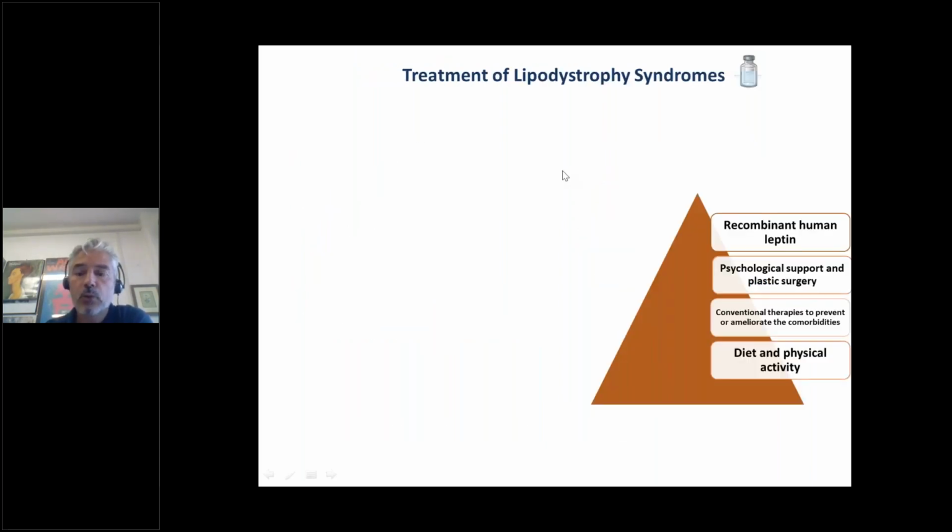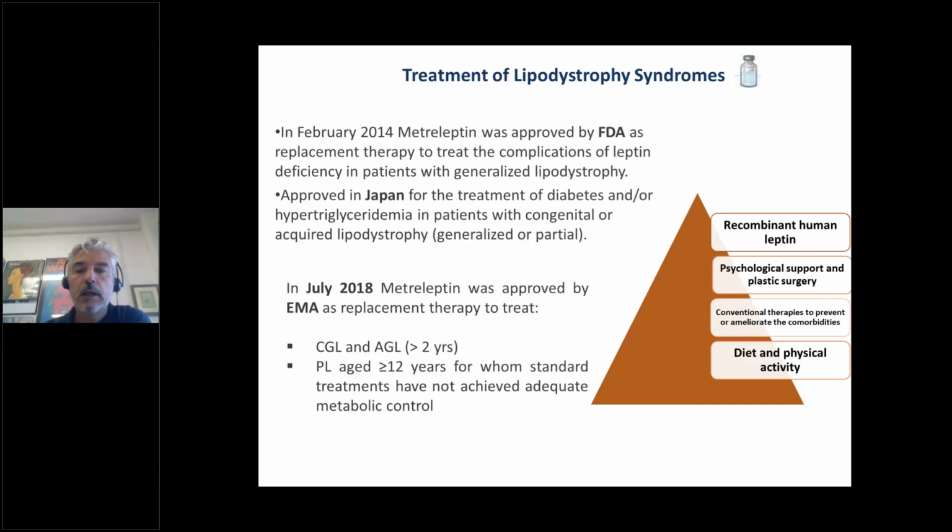And to try to contrast the development of comorbidities, it was clear that the best option we had was to give back the hormone that was lacking. In other words, treating patients with metreleptin. Metreleptin is now a hormone drug available in the market in the United States, in Japan, and is now approved by the European Agency for the treatment of lipodystrophic patients in Europe.